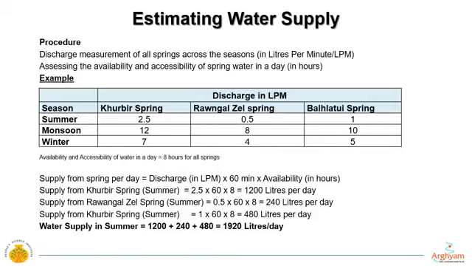For Chamling village, the table shows the discharge data of the three springs across the three seasons, summer, monsoon, and winter. For a particular season, one can calculate the water available from each source and then add them together to estimate the total water supply. In the example, the total water supply from the three springs works out to be 1920 liters per day during summer. Similar calculations can be done for the monsoon and winter seasons also.